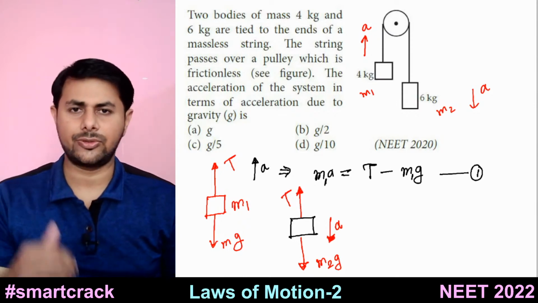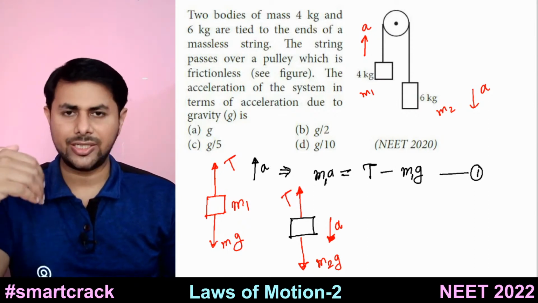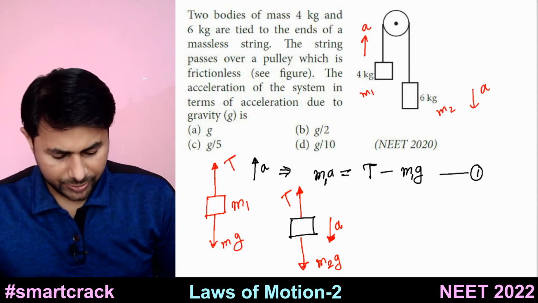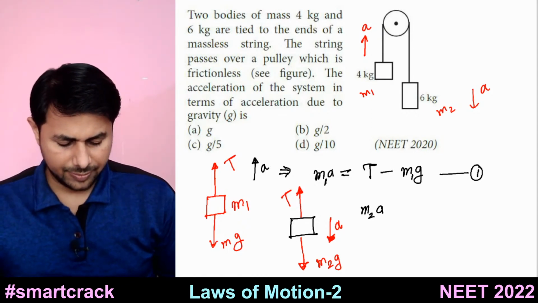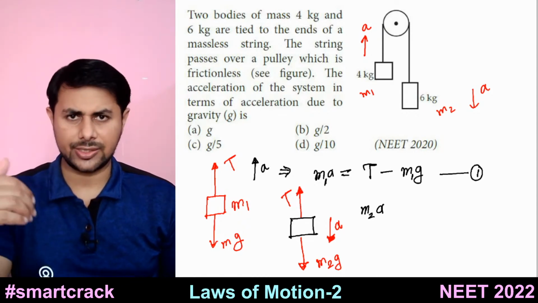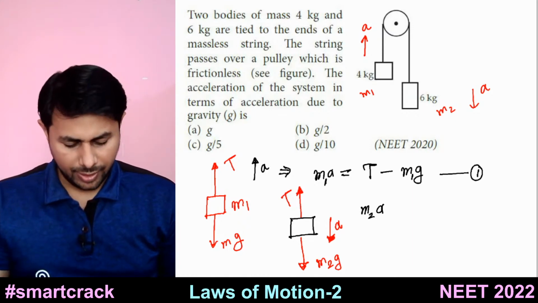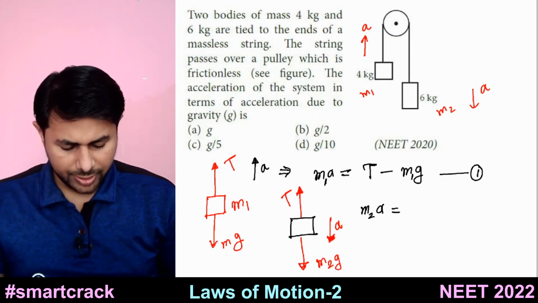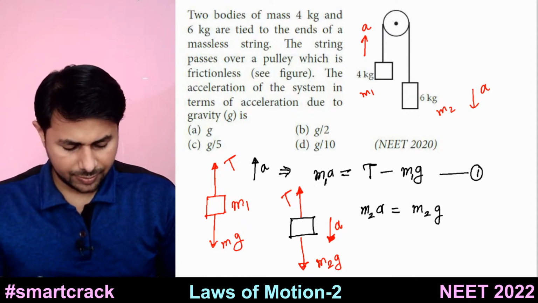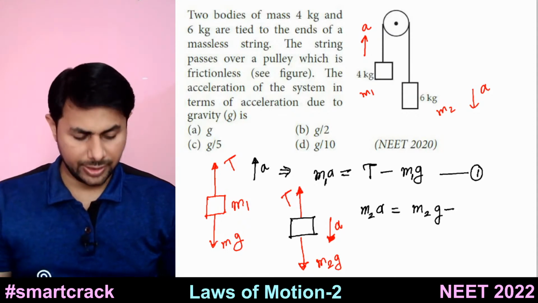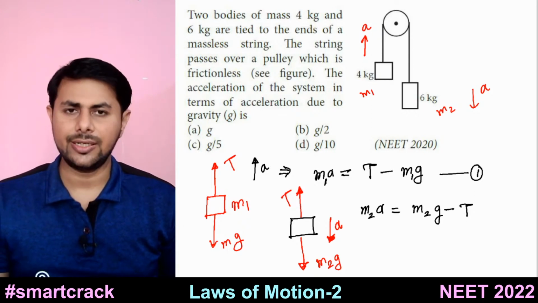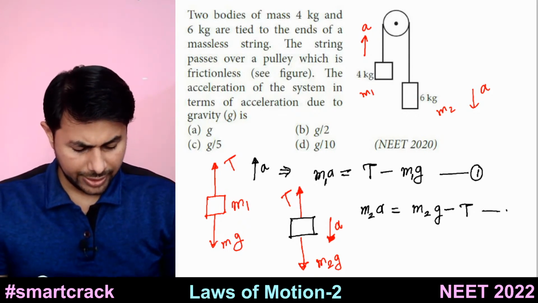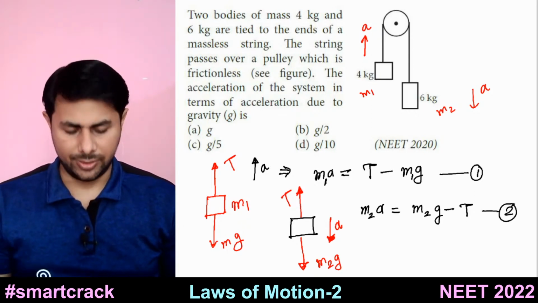So that means the net force is downwards. So how much is the net force? Net force will be m2 into a, because its mass is m2, and that should be equal to what? Total downward force, which is m2 into g, minus total upwards force. What is that? Tension in the string. Okay, so this is your equation number 2.